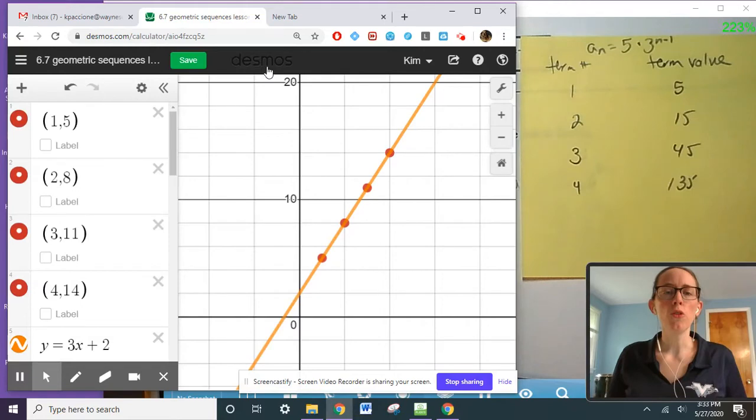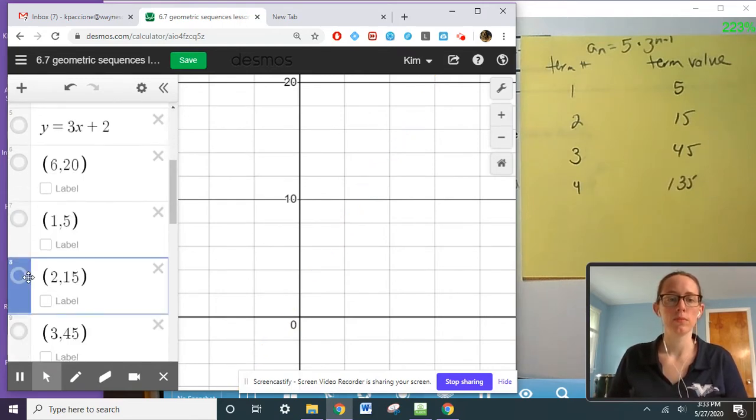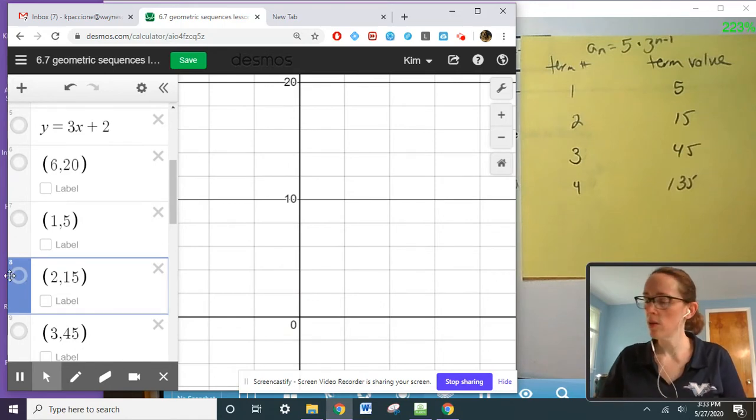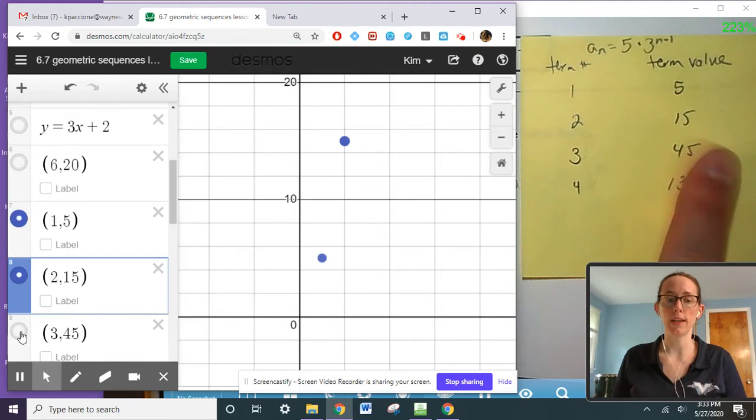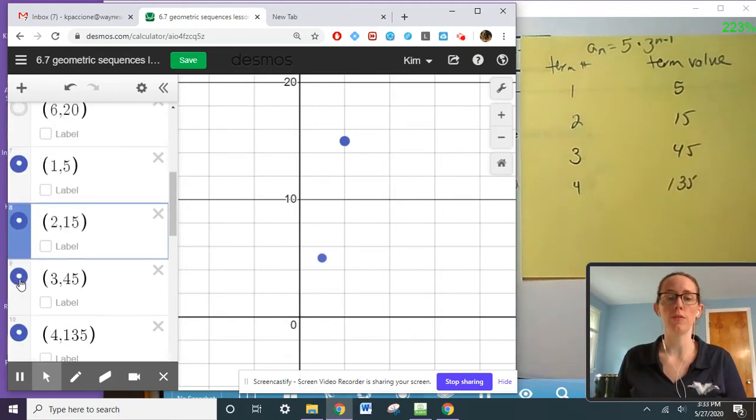Okay, so we're over in Desmos now. Let me get rid of the points from our previous example with that arithmetic sequence that gave us a line or a linear function. And let's plot the points from the numbers that we have here. The first term is 5, the second term is 15, third term is 45, the fourth term is 135.